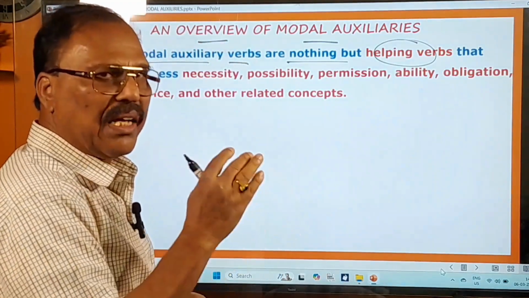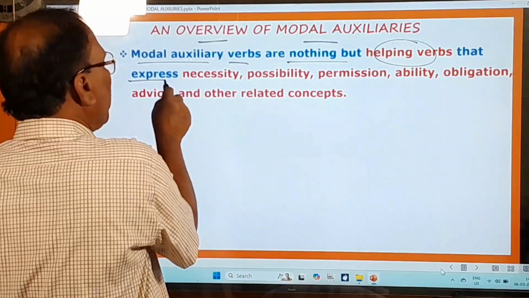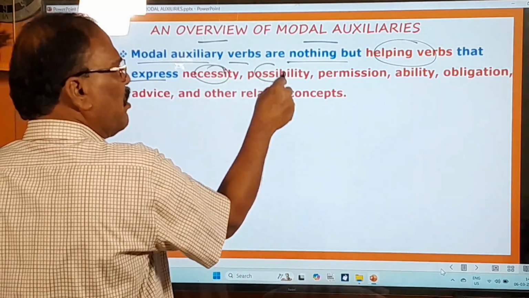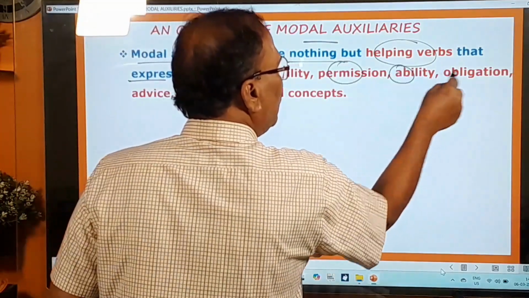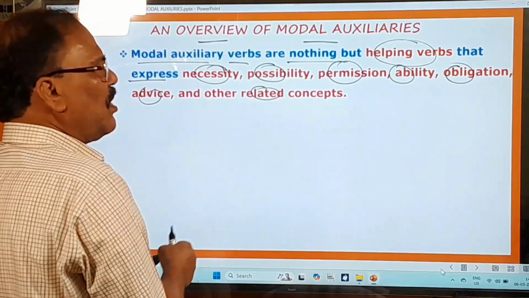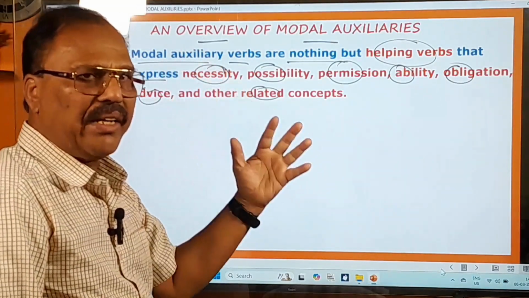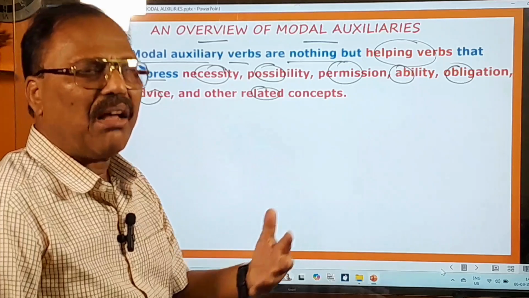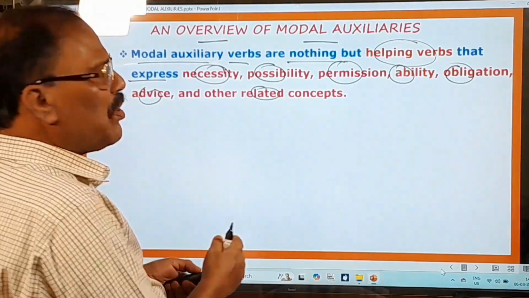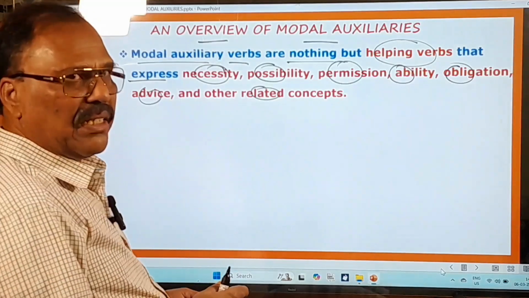These modal auxiliaries are nothing but helping verbs that express necessity, possibility, permission, ability, obligation, advice, and other related concepts. So they convey all these important ideas when they are used in sentences. And we are going to learn about all these modal auxiliaries.